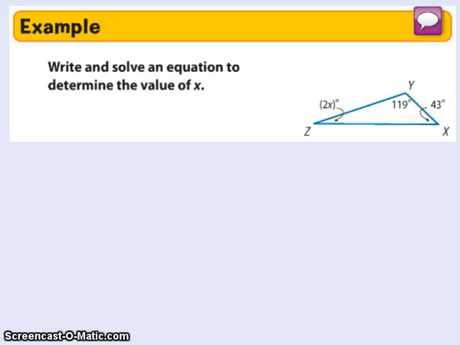This is your first example. It says write and solve an equation to determine the value of x. So it gives me three different things. It gives me 119, 43, and 2x. And what I have to do is create an equation.